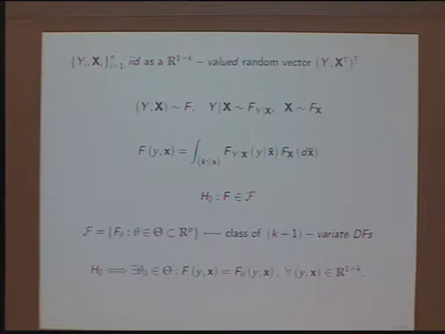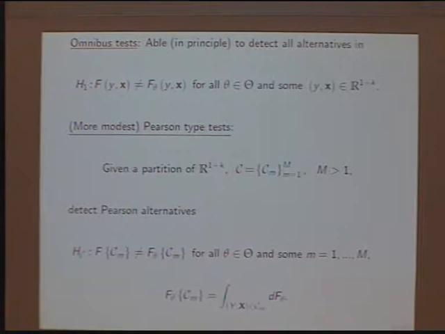Then the omnibus test is able in principle to detect all the alternatives of this form, that is, any negation of the null hypothesis, which can be written in this way. But the Pearson tests are more modest in the sense that, given a partition of this Euclidean space, a partition like this, this type of tests detect this type of alternatives. I mean, the alternative such that the probability that the vector of random variables is in a particular cell is different to what we predict using our model under the null hypothesis. This is the idea of Pearson tests, that they are created in order to detect this kind of alternatives.